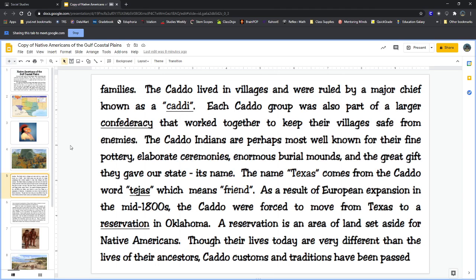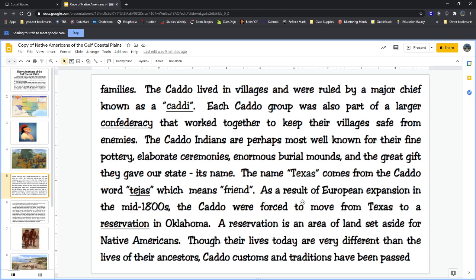The Caddo Indians are perhaps most well known for their fine pottery, elaborate ceremonies, enormous burial mounds, and the great gift they gave to our state, its name. So they were very, very good at making things like pottery. They had very impressive burial mounds where they would put people when they died. And it's because of the Caddo group that Texas has its name. The name Texas comes from the Caddo word Tejas, which means friend. So in their language, they had a word Tejas, which meant friend, and that eventually became Texas, the name of our state.